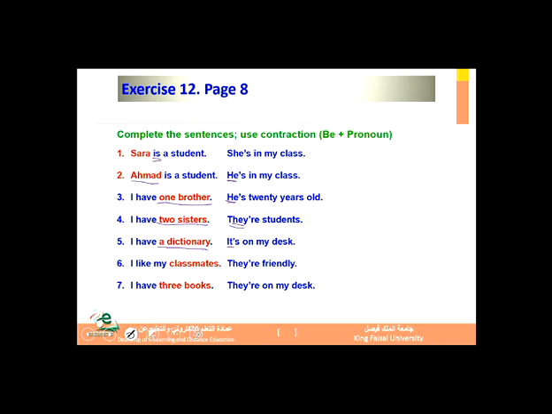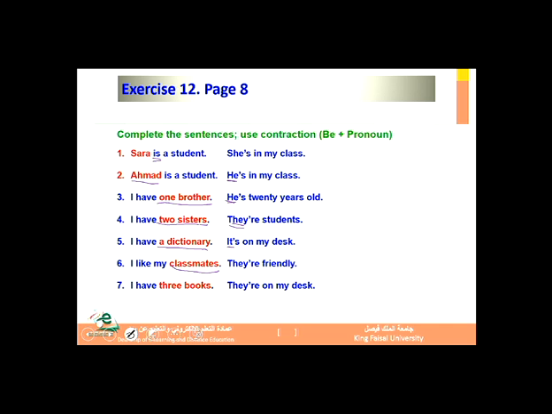Similarly, I like my classmates. This is a plural noun. We replace it by a pronoun. It has to be a plural pronoun. They, followed by a verb to be. They are friendly. We need this verb to be contracted. They're friendly. As if they and are one word because they are contracted.